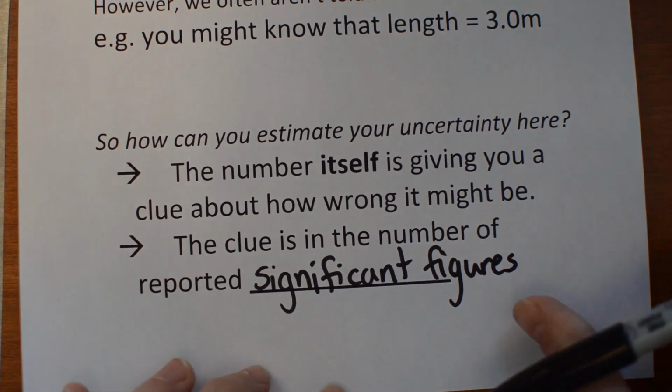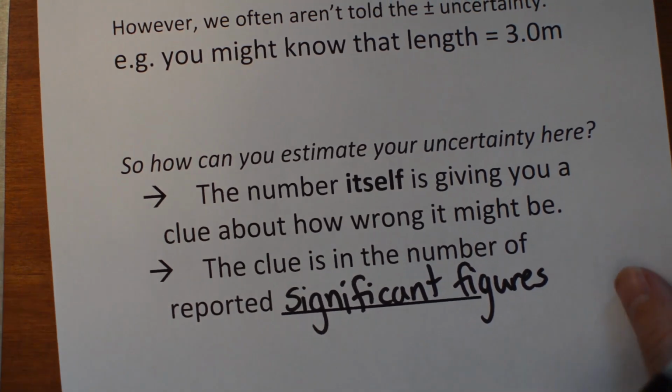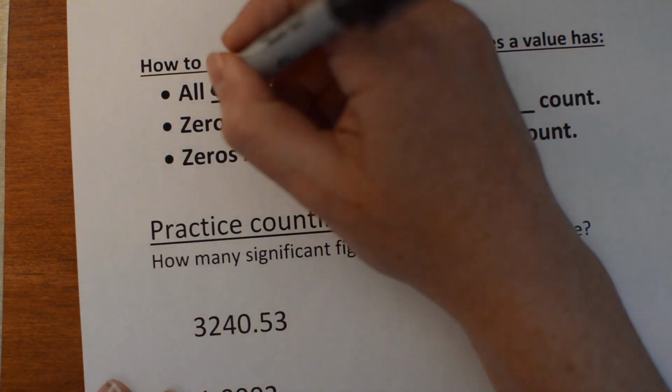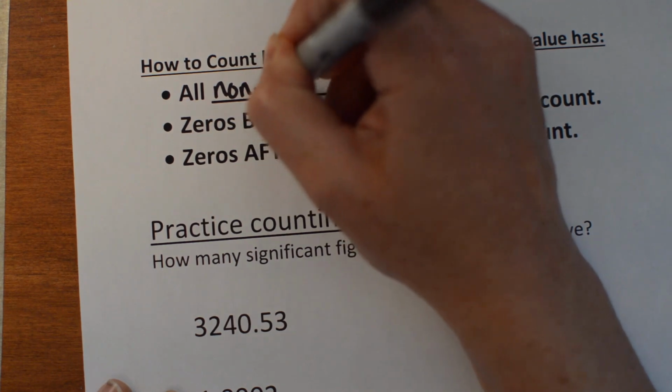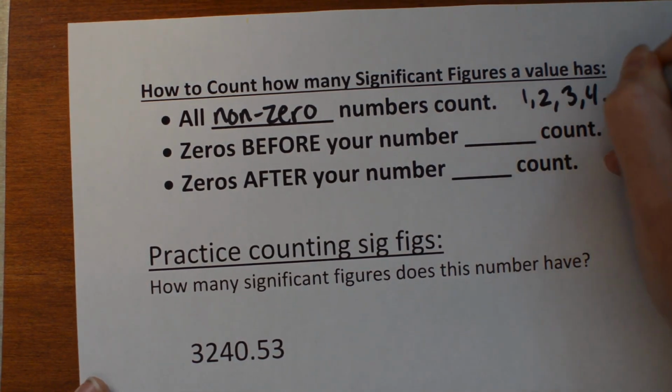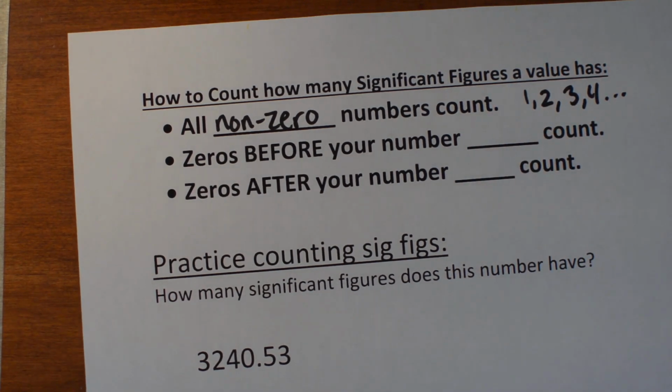And that is what we're learning about in this video. So first, how do we even count how many significant figures a number has? First, all non-zero numbers count. So that's numbers like 1, 2, 3, 4. Any number except for 0, those all count.